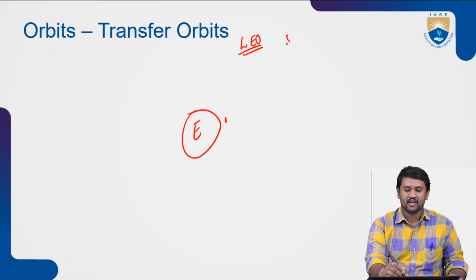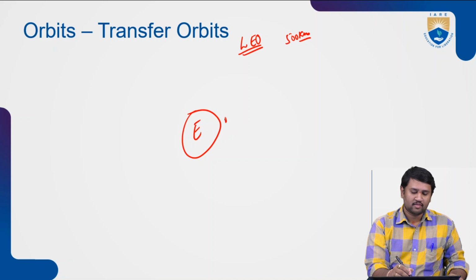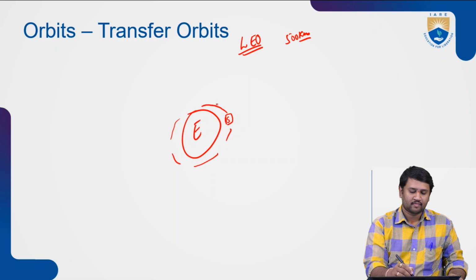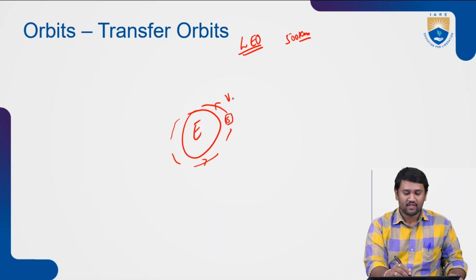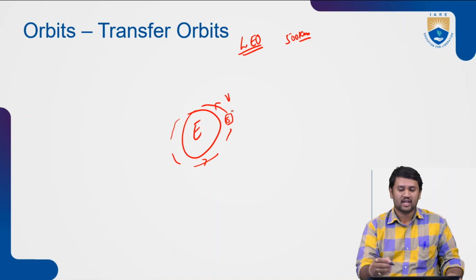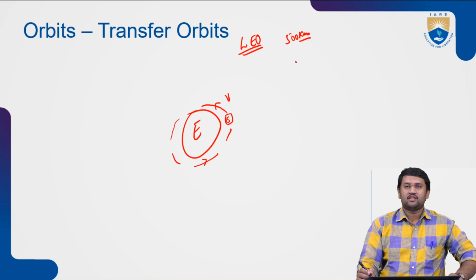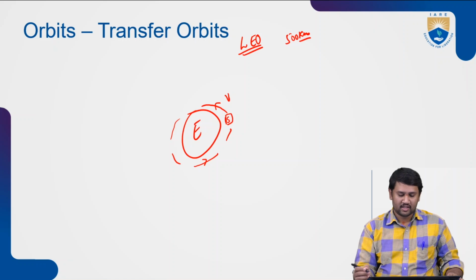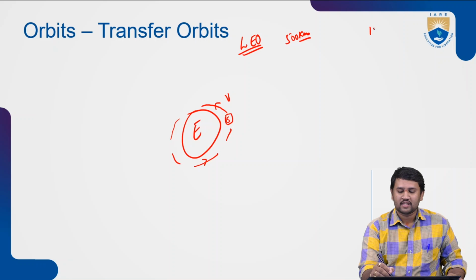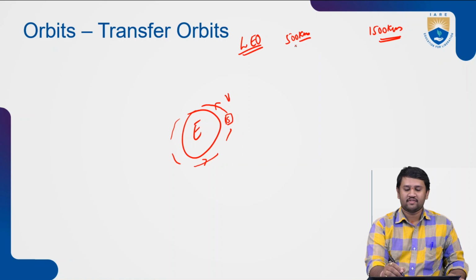Which is approximately 500 kilometers, for example, right? At this 500 kilometers, you will be parking a small satellite, let's call it S, in an orbit around Earth, right? And it will be moving at a certain velocity, particularly orbital velocity, in a circular orbit. Now, in order to transfer this to a higher circular orbit, or to an orbit of some 1500 kilometers, right? We need to transfer from 500 to 1500 kilometers.